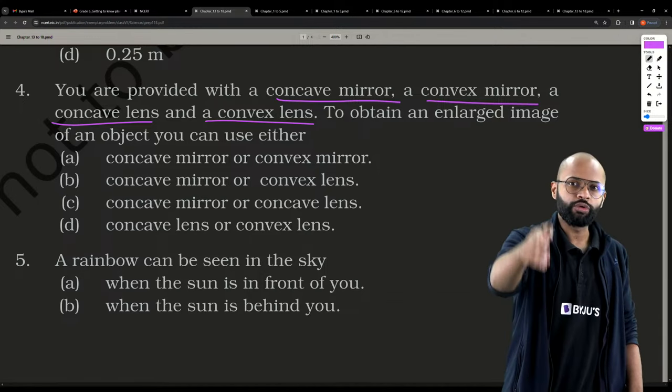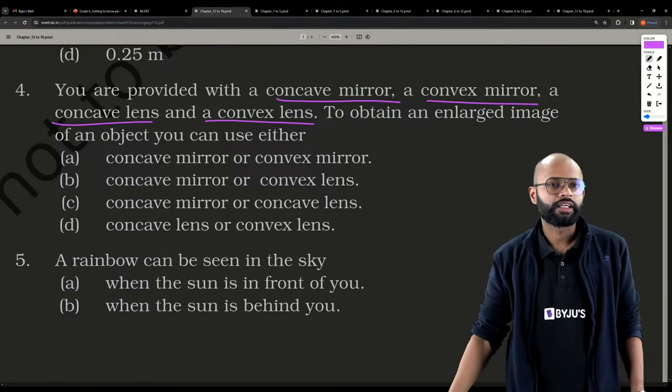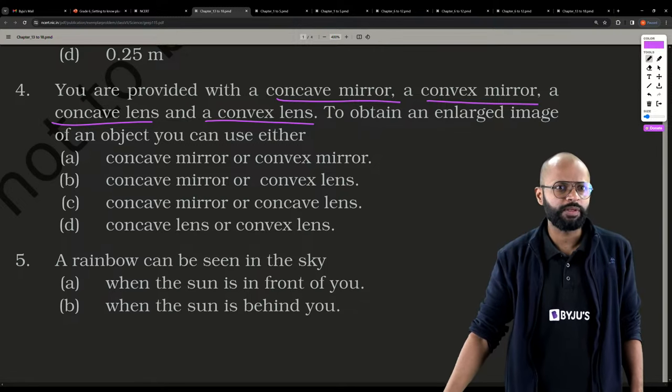There is a playlist given to you. Watch those sessions and attempt the quiz. Bahut zaruri hai. Come on. B, B, B, B, B, B, B, B, B.